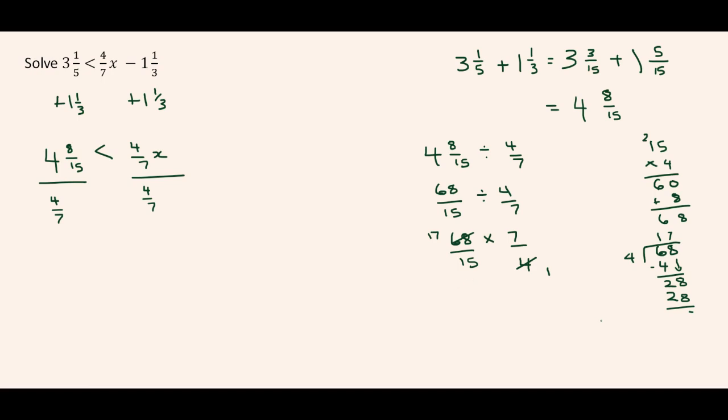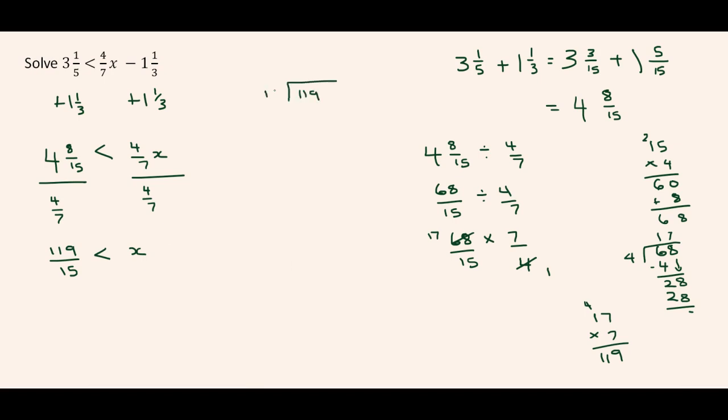So we have 17 multiplied by 7. 7 times 7 is 49. We write 9 and carry the 4. 1 times 7 is 7, plus 4 is 11. So this is going to give us 119 over 15 is less than or equal to x.